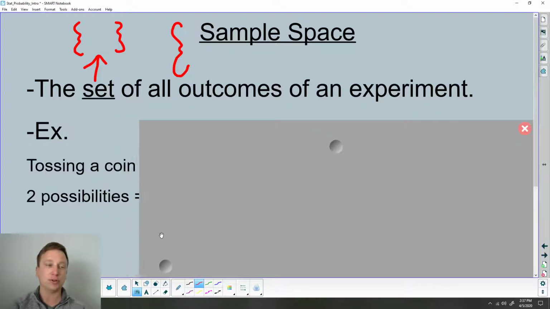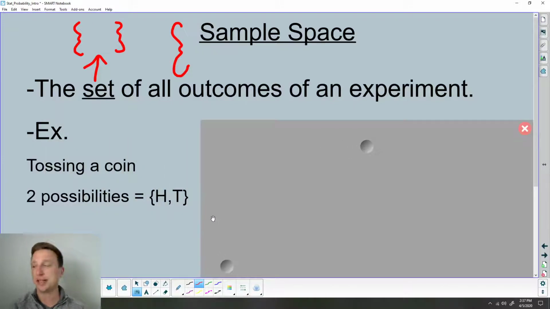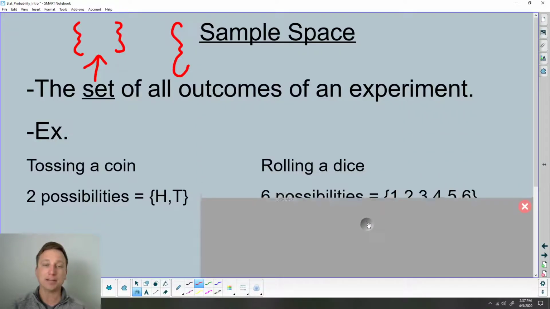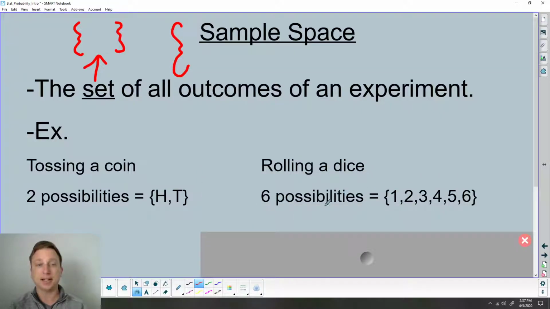So sample space is the set of all the outcomes we can have. So if we go through tossing a coin, we'd have two possibilities, heads and tails. Notice they're in the squiggly brackets, meaning it's just a group of outcomes we can have. If I were to roll a die, 6 possibilities as long as it's a six-sided die: 1, 2, 3, 4, 5, 6. So this is the set of outcomes we can observe.